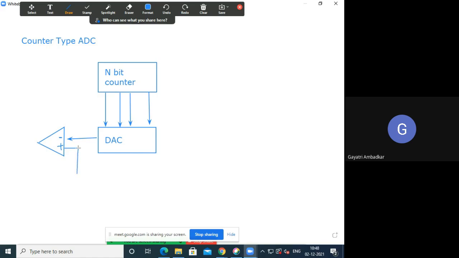And what is the second input? What are we learning? Analog to digital converter. So we have to give an analog signal. So this analog signal we will give to this comparator.